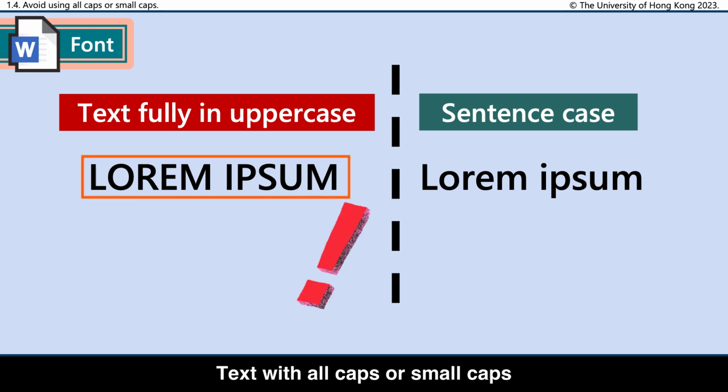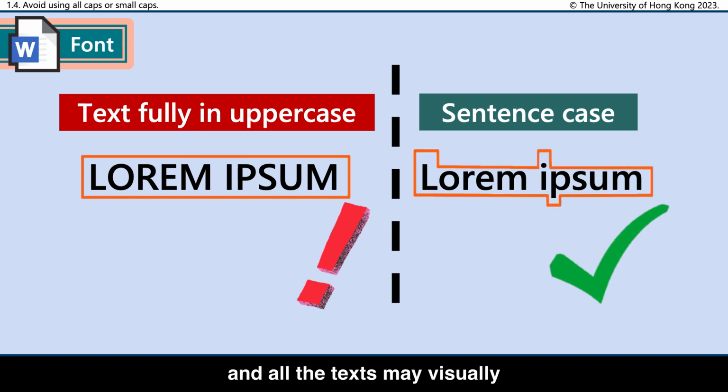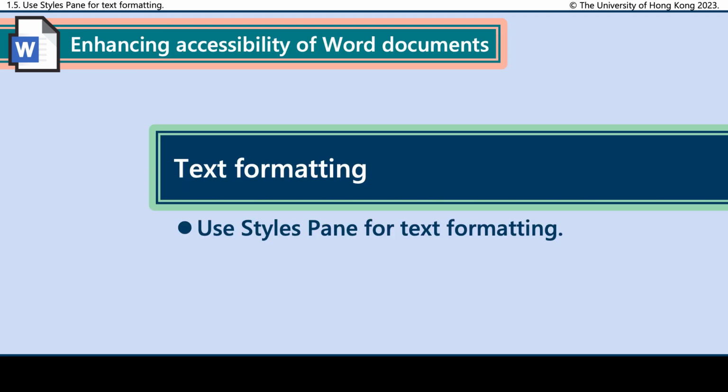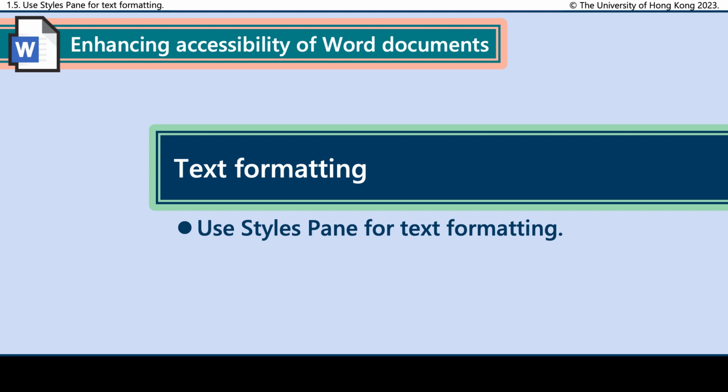Text with all caps or small caps may show no differences in the shapes of text, and all the text may visually appear like a single rectangle. It would particularly create barriers to some people with visual impairment and some people with reading disabilities. Use Styles Pane instead of the font pane for text formatting.